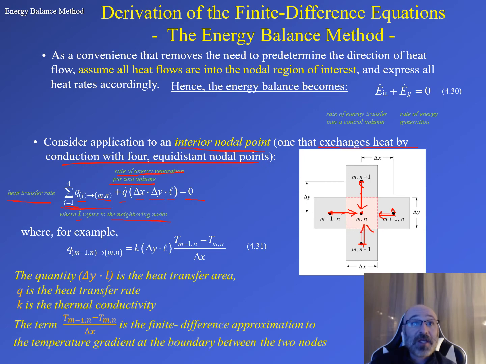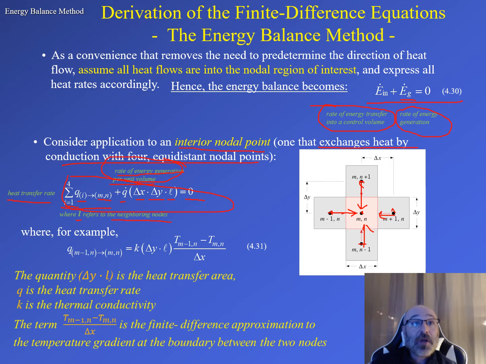So that's us being able to plug in now to this equation up here, 4.30 in our textbook, where we have that rate of energy transferred into a control volume, plus our rate of energy generation, our E dot sub G. So right there is where we're getting that term as we go into this equation here. Now, this is our very general equation that we're looking at. Let's go for a specific example.